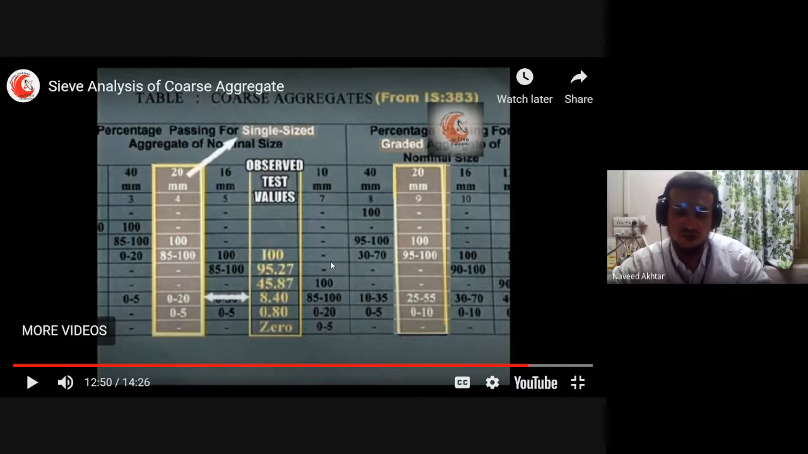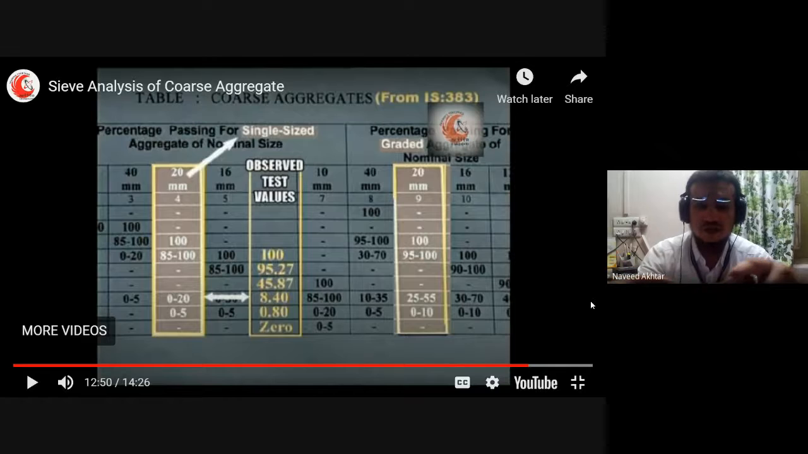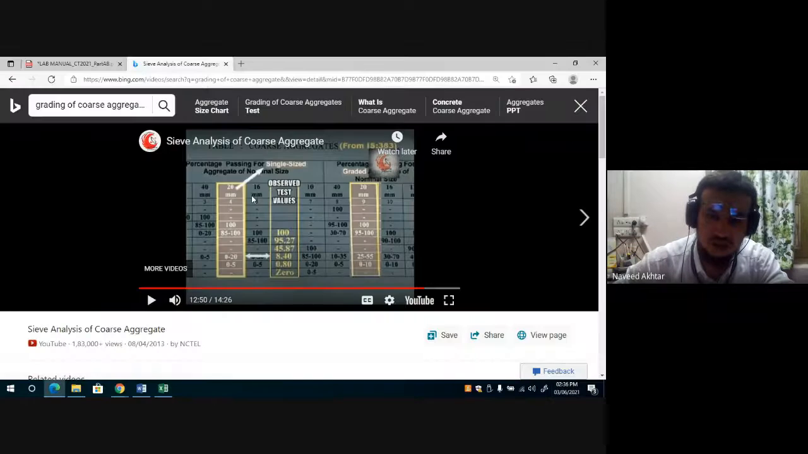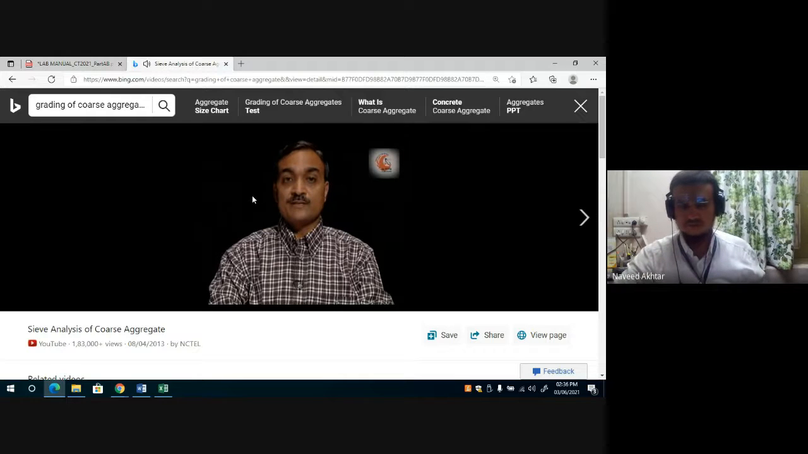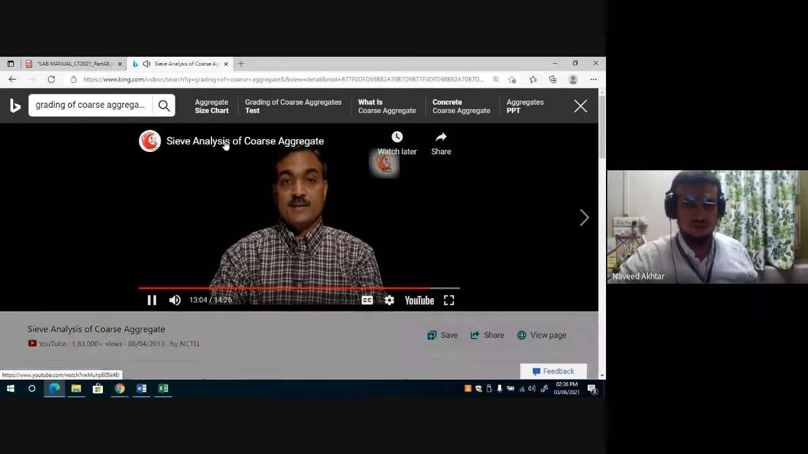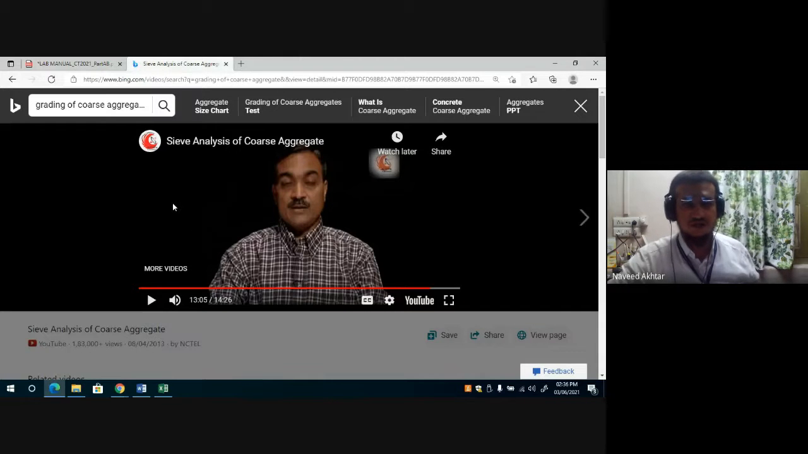Likewise, you have to compare your passing percentage value with the standard value given in IS 383 1970 or 2016. So this is all about the grading of coarse aggregate practical. This is nothing but the procedure for the sieve analysis of your coarse aggregate.